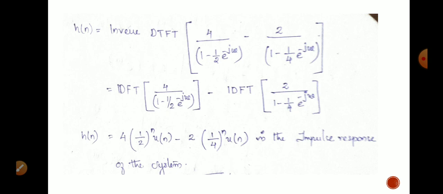So, the inverse discrete time Fourier transform of 4 by 1 minus 1 by 2 e raised to minus j omega equals 4 into 1 by 2 raised to n u of n, minus the inverse transform of 2 by 1 minus 1 by 4 e raised to minus j omega, which can be written as 2 into 1 by 4 raised to n u of n. So, h of n equals 4 into 1 by 2 raised to n u of n minus 2 into 1 by 4 raised to n u of n, which is the impulse response of the LTI system.